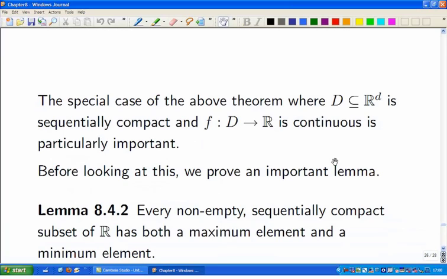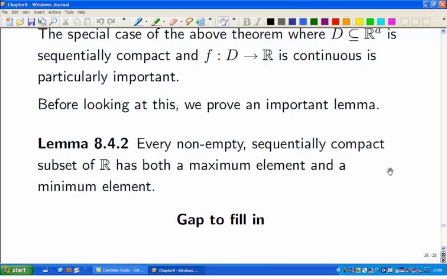Now, the particular case where the function is taking values in the real line is particularly important, and we start by proving a lemma in order to help us prove this boundedness theorem for sequentially compact sets. So the first thing we're going to prove is that if you've got a non-empty sequentially compact subset of R, then it has both a maximum element and a minimum element in it.